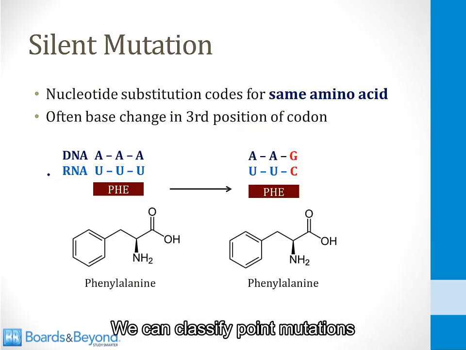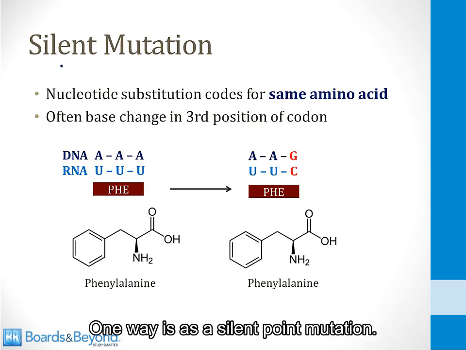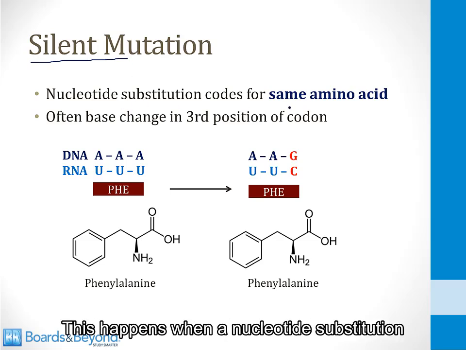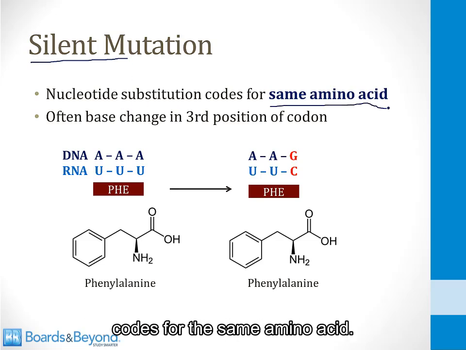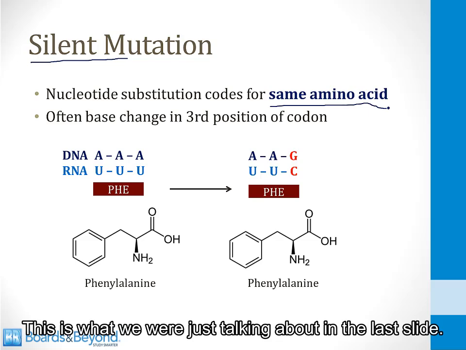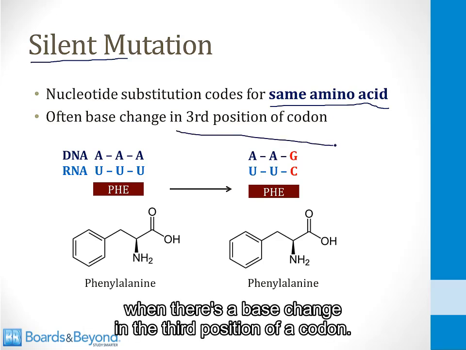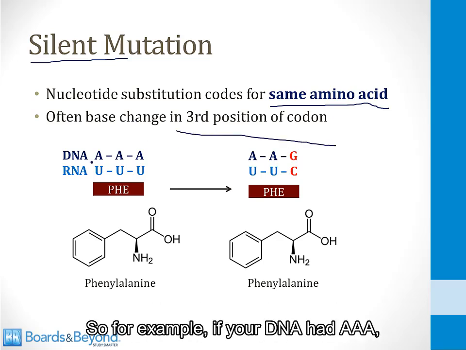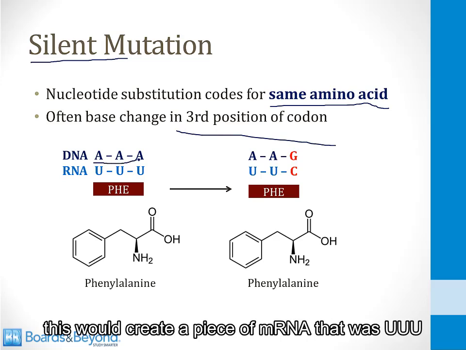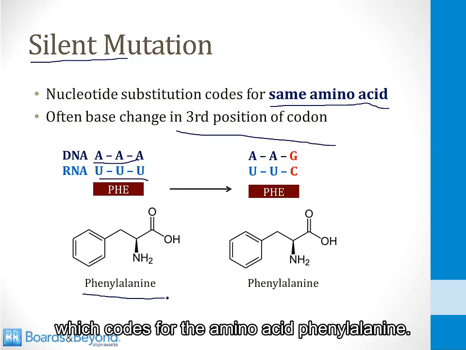We can classify point mutations in a number of different ways. One way is as a silent point mutation. This happens when the nucleotide substitution codes for the same amino acid. This is what we were just talking about in the last slide. Because of wobble, this often happens when there's a base change in the third position of a codon. So for example, if your DNA had AAA, this would create a piece of mRNA that was UUU, which codes for the amino acid phenylalanine.